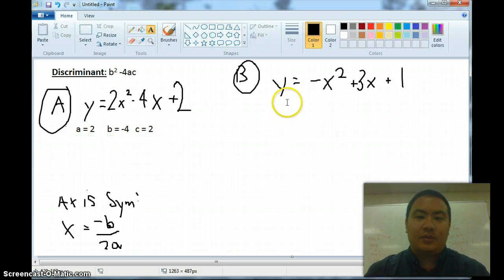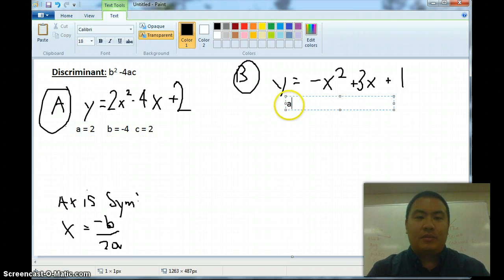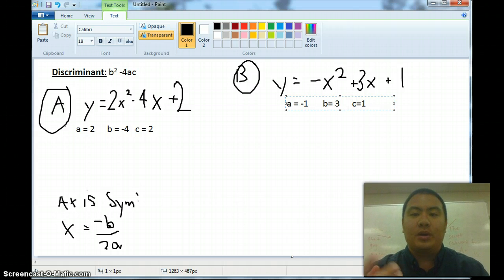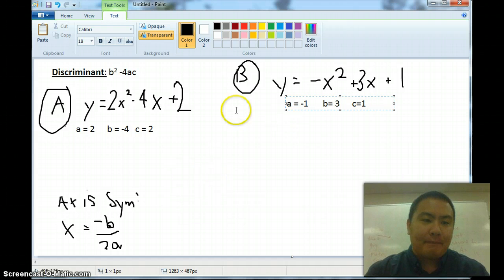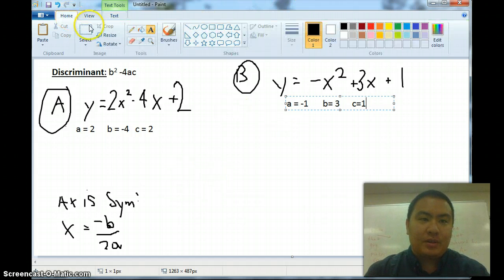Alright, and then for this one, what does a equal? Well, if it's a negative in front of the x squared, well, that's a -1. So -1, b equals 3, and c equals +1, or just 1. Okay. All right. So now I'm going to go ahead and do the discriminant.